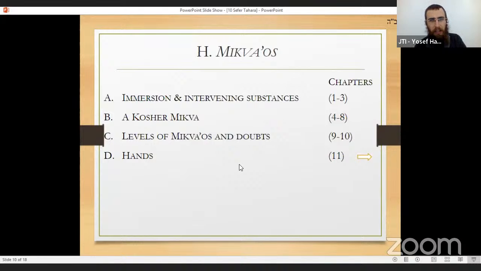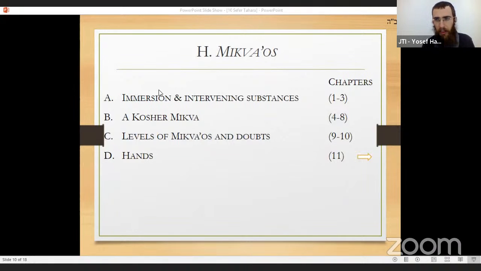discussions. The first discussion on immersion in intervening substances, the first 3 chapters, and then the next 5 chapters are the kosher mikveh, and that's what we'll be concluding today. And then over the next 3 days, we'll be learning about different levels of mikvahs, doubts of mikvahs, and finally the purity of hands through a mikveh. But for today, let's learn our final discussion on kosher mikvahs.